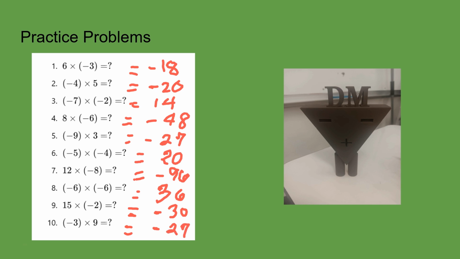Okay, so our answers are negative 18, negative 20, that's correct. 14, correct. Negative 48, that's correct. Negative 27, correct. 20, correct. Negative 96, that's correct. 36, correct. Negative 30, correct. And negative 27. It's easier because we have the help of Mr. Dorito Man. Okay, let's go to the next one.